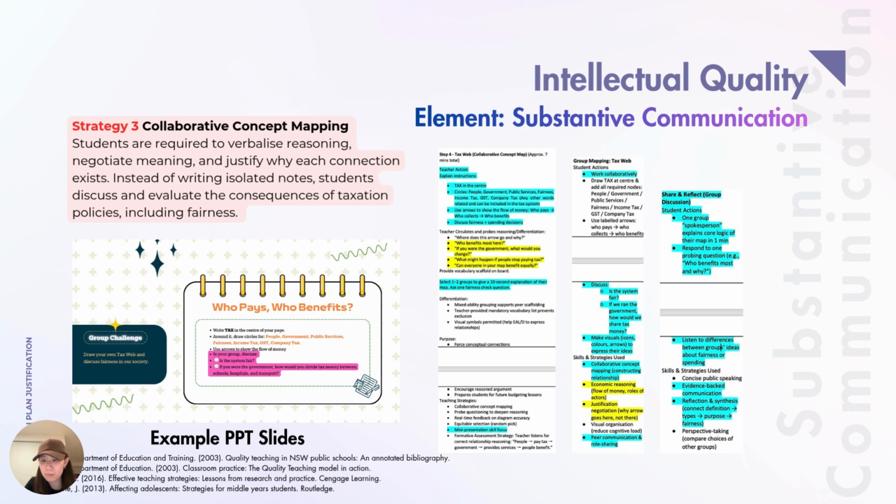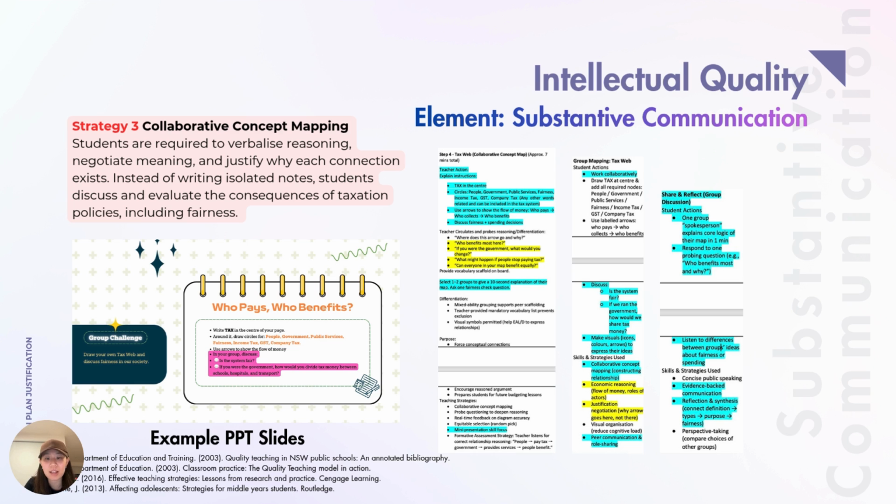In the lesson, I place tax in the center and require students to add connected circles for people, government, public services, different types of tax, and fairness, and to use arrows to show who pays, who collects, and who benefits. So this design transforms knowledge from discrete facts into a logical structure that students co-construct through communication. So this directly aligns with the intellectual quality dimension because students are required to verbalize reasoning, negotiate meaning, and justify why each connection exists.